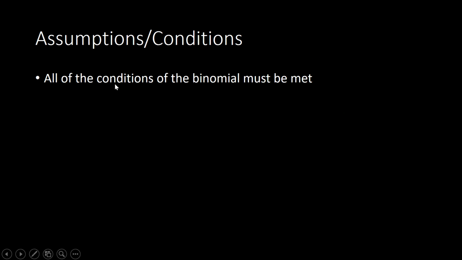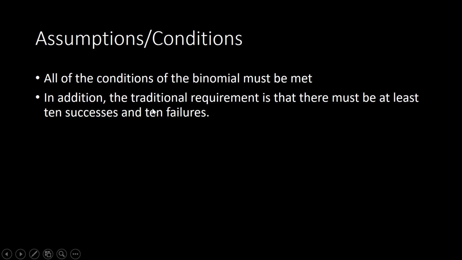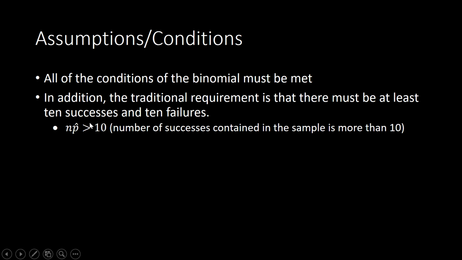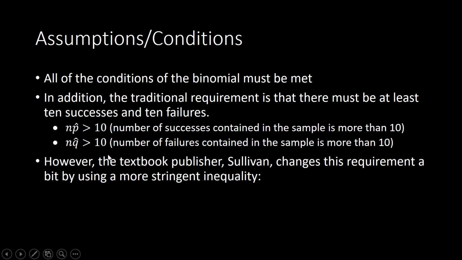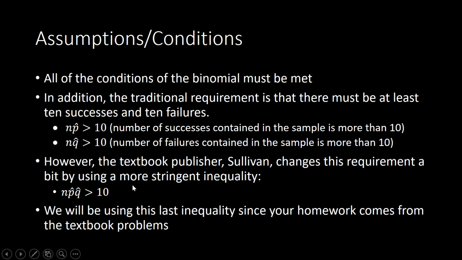In addition to the conditions of the binomial being met, we also have a requirement that there must be at least 10 successes and 10 failures in our sample. The way we express this is that n, our sample size, times p hat, our sample proportion, is greater than 10, or n times q hat, the number of failures, is greater than 10. However, your textbook publisher Sullivan changes this requirement a bit by using a more stringent inequality. Specifically, he says that n times p hat times q hat must be greater than 10. We will be using this last inequality since your homework comes from the textbook problems.